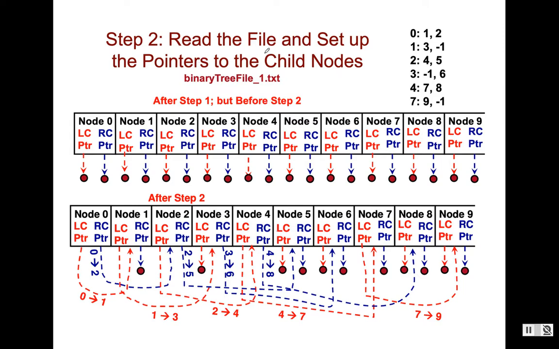Initially we are going to read the file and set up the pointers to the child nodes. From the file we see that it has a total of 9 nodes. So we are going to create an array of binary tree nodes, and this array has a total of 9 nodes. Initially each node has the left child pointer and right child pointer pointing to the null value. This symbol indicates the null value.